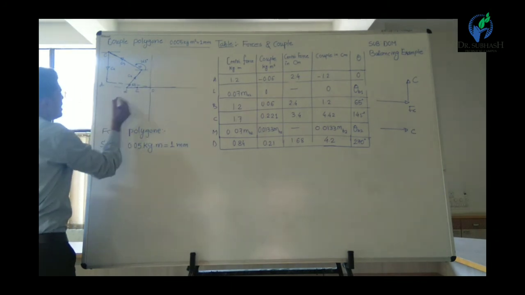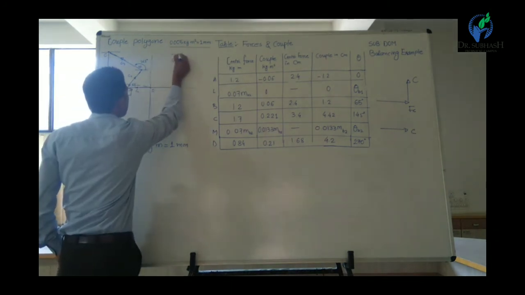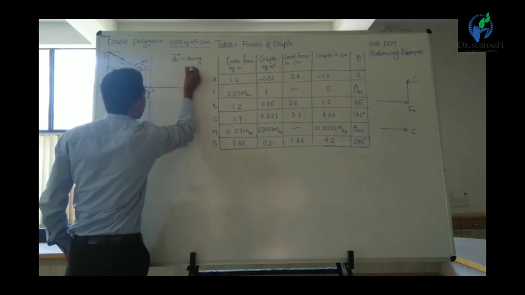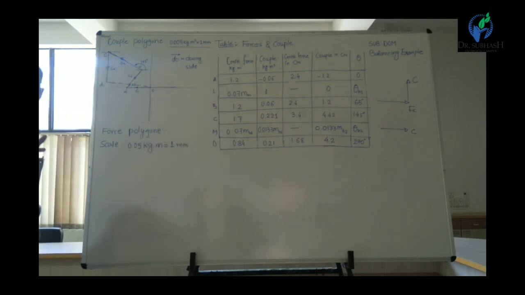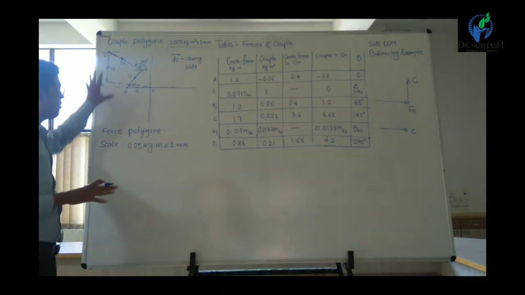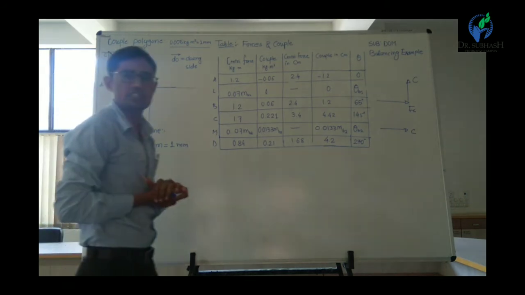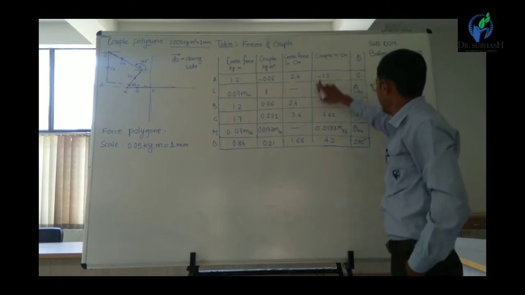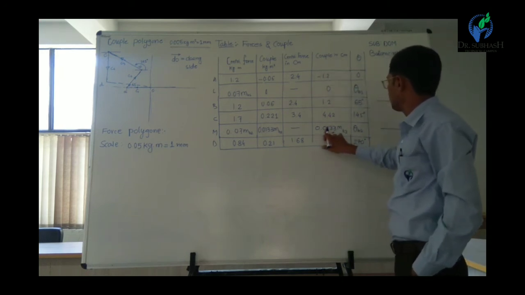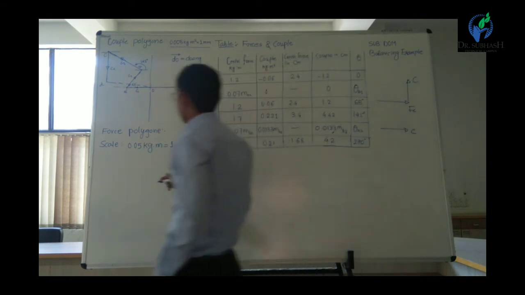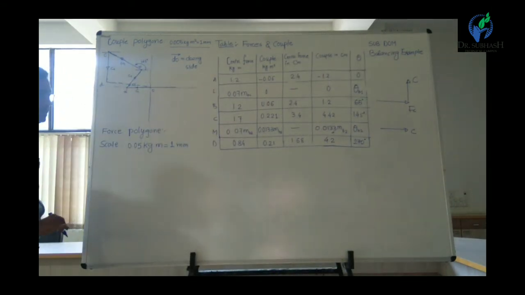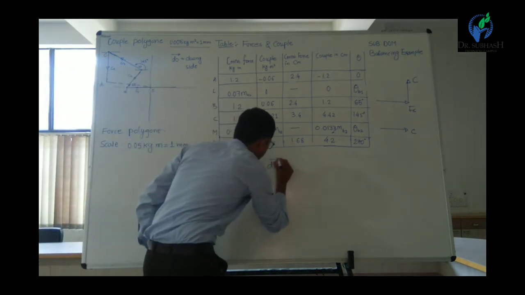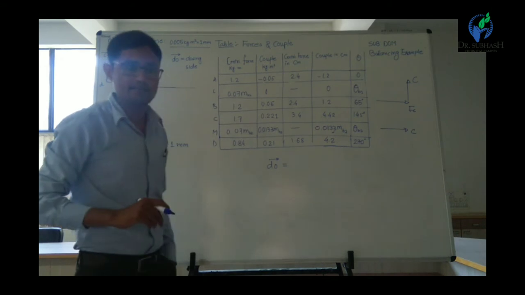Here our DO line is the closing side of the couple polygon. So now our polygon is closed, and we can say that there is no unbalanced couple. So this value 0.0133 MB2 must be equal to the DO line. Now we measure the DO line.